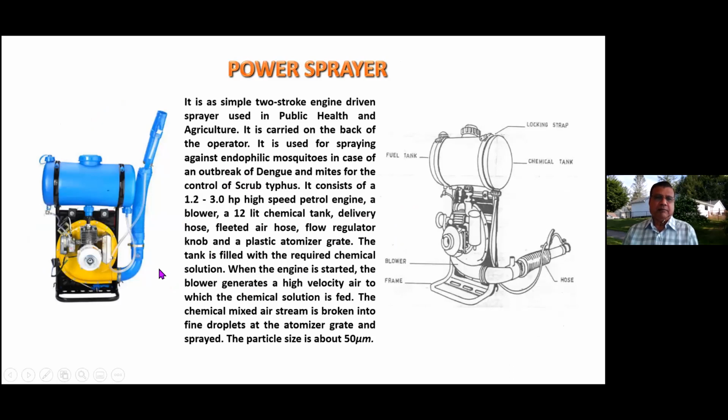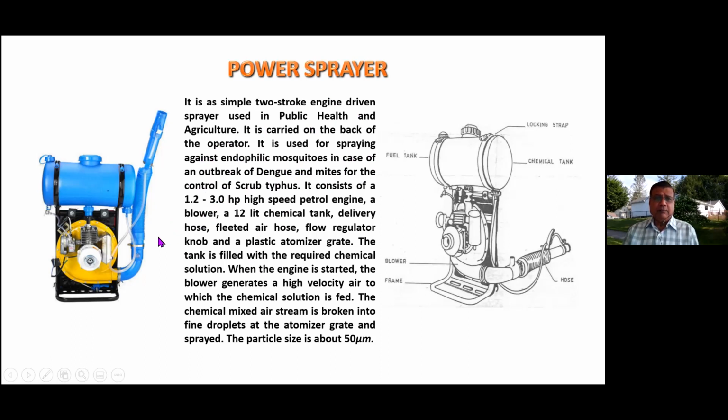This is the power sprayer, mist, or in other words, mist blower, used as a cold fogging machine. Simple two-stroke engine driven, just like our two-wheeler. It is a two-stroke engine used in public health and agriculture. It is carried on the back of the operator. It is used for spraying against endophilic mosquitoes in case of dengue outbreak. You can use it inside the house where you can just fog it so that all the endophilic mosquitoes are killed.